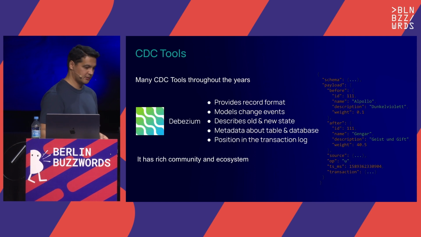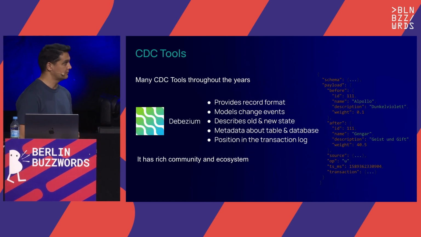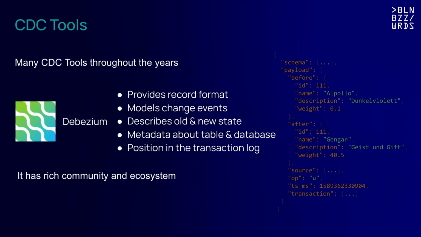In the example on the right, you can see a JSON schema of the Debezium format. This is for an update. In the payload, there is a state for before the update and also after the update, and much metadata, like the time of the update, the offset in the transaction log, and the operation or the source.